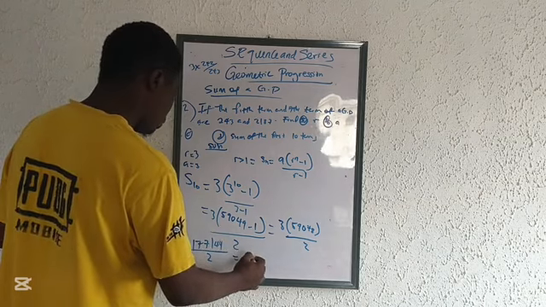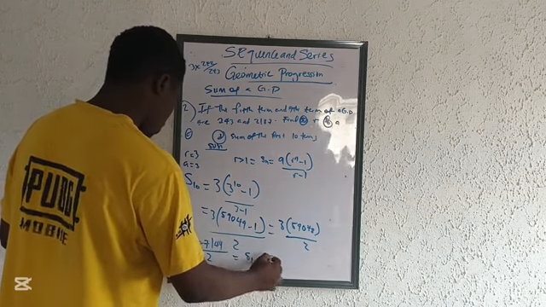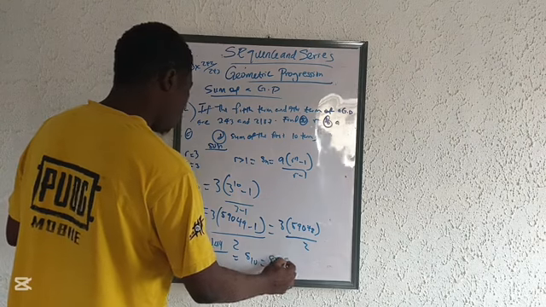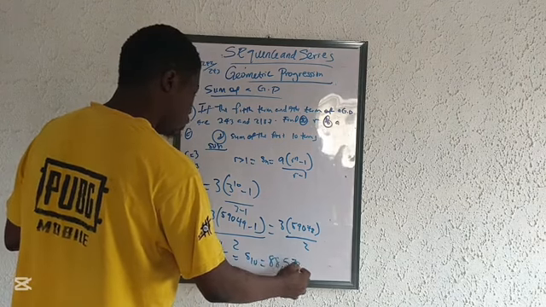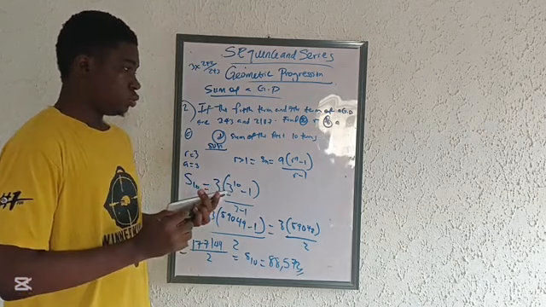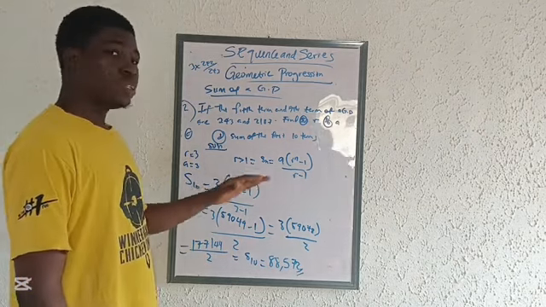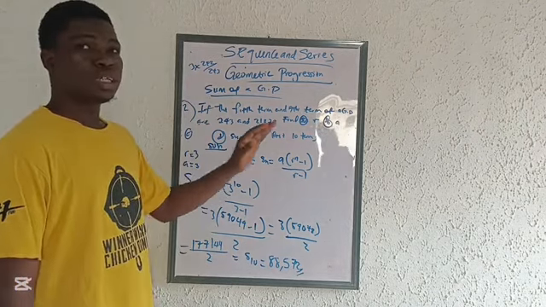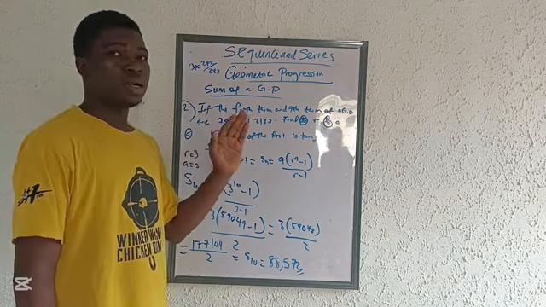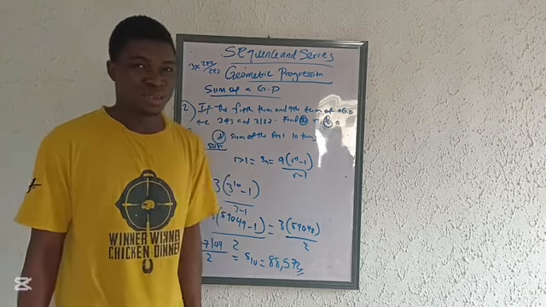So our S will then be what? 88,572. You get it? So basically, the most important thing for you to understand is how to get r greater than 1 and r less than 1. See you in the next class.